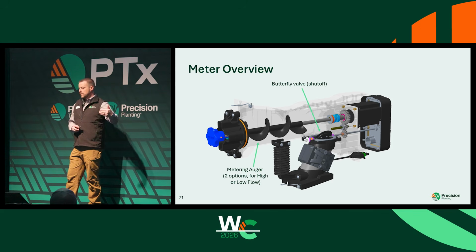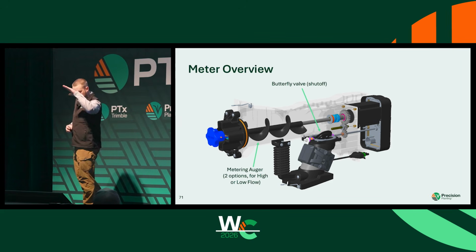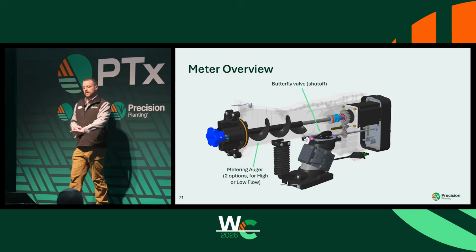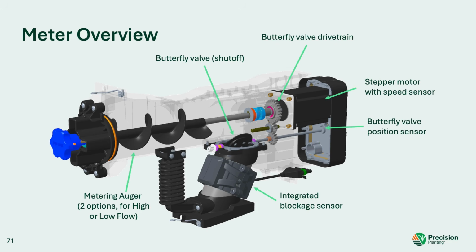So if I'm commanding rate, that butterfly valve will be open. If I'm not commanding rate, that butterfly valve will close and it will block off my distribution system from the meter. That's all going to be monitored with an integrated blockage sensor that you'll see over here on the stand. So all that flow will go down through that blockage sensor. Again, as we control it, we're going to do all of this with one motor. So that butterfly valve is going to be controlled by the same motor that runs the auger. I'll show you how that works in just a second. But we're going to have also a sensor to make sure that we know what is the position of that butterfly valve. We don't want to feed product if the valve isn't open, right?